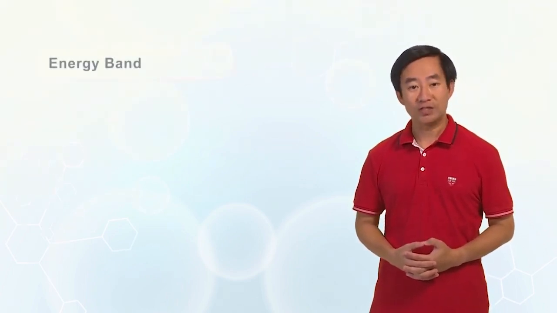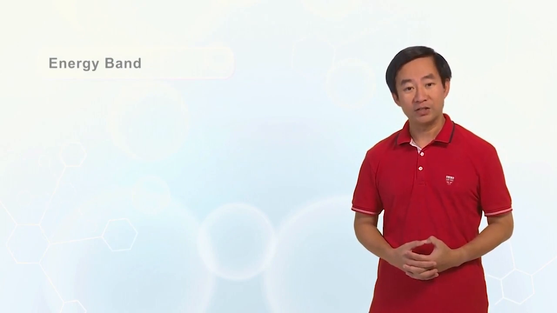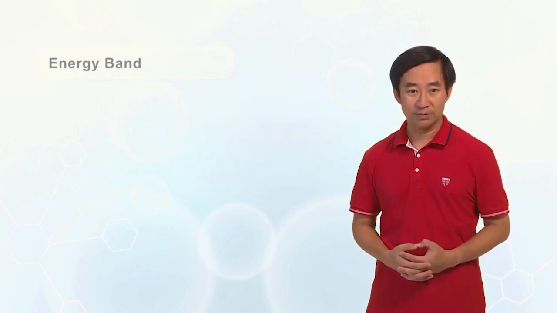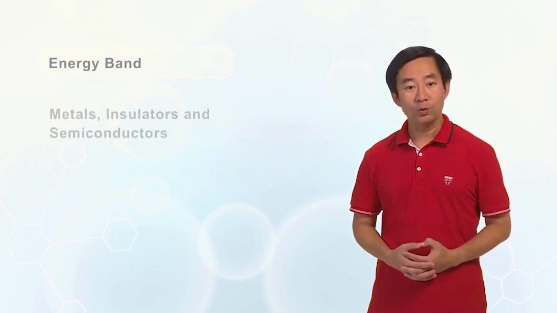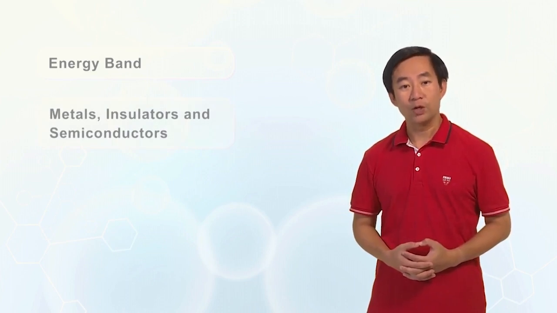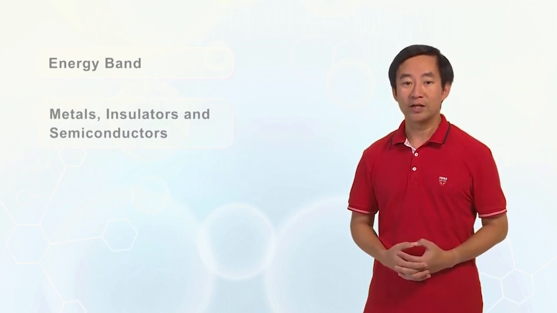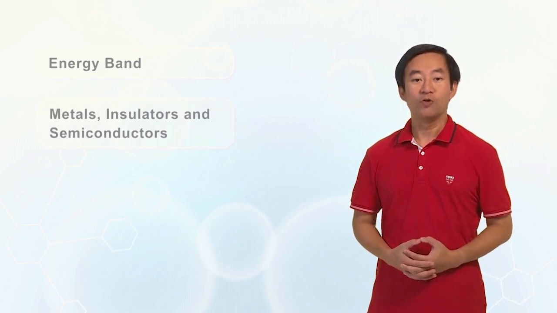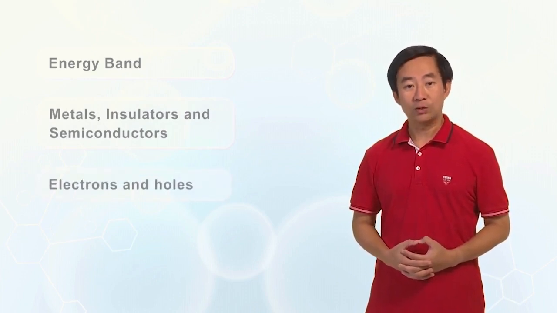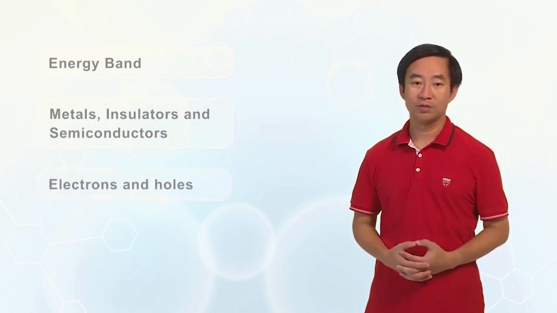So, you have completed the first module of the course. For now, you should understand the energy band representation of a semiconductor material that governs the motion of the carriers. You should also be able to explain the difference between metals, insulators, and semiconductors. Furthermore, you should be able to distinguish electrons and holes.